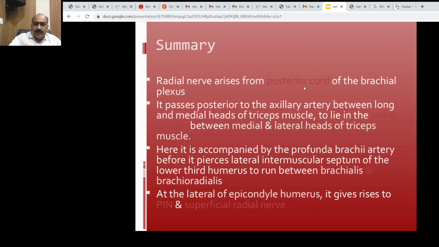the radial nerve arises from the posterior cord of the brachial plexus. It passes posterior to the axillary artery between the long and medial head of the triceps muscle to lie in the interval between the medial and lateral head of the triceps. Here it is accompanied by the profunda brachii artery before it pierces the lateral intermuscular septum in the lower third of the humerus to run between brachialis and brachioradialis. At the lateral epicondyle of the humerus, it gives rise to the posterior interosseous nerve and the superficial radial nerve.